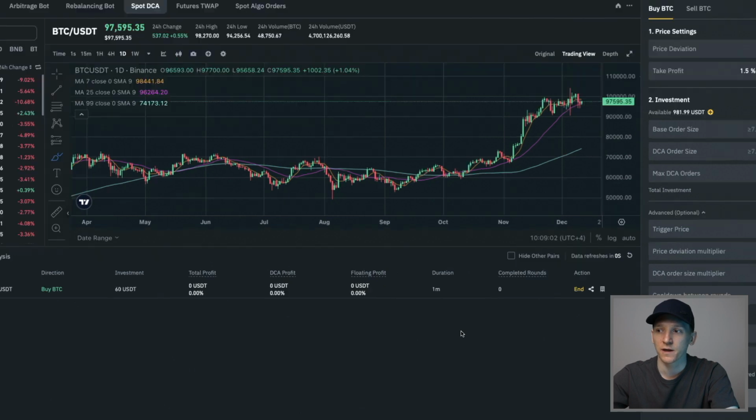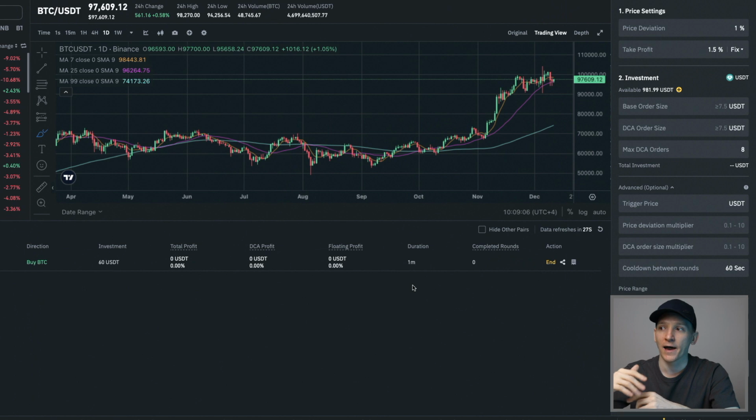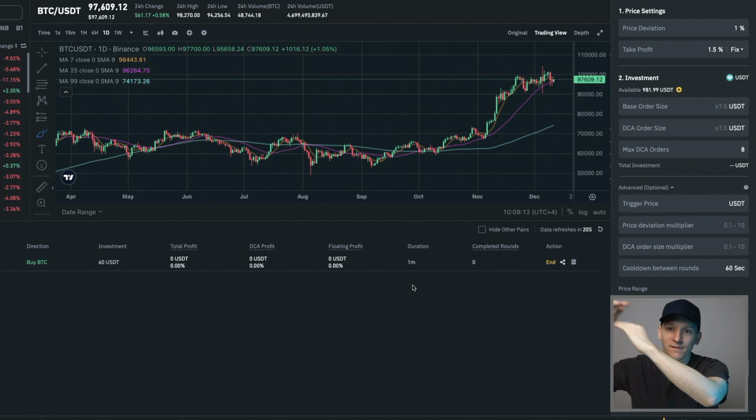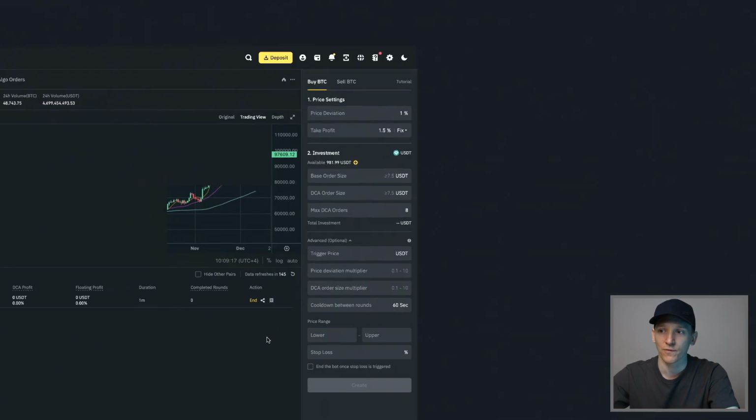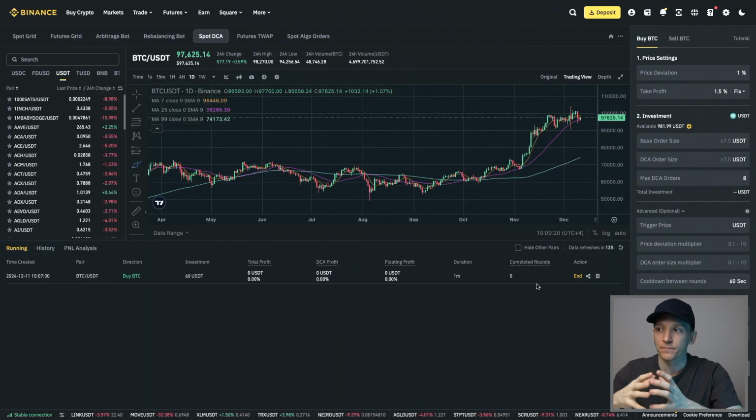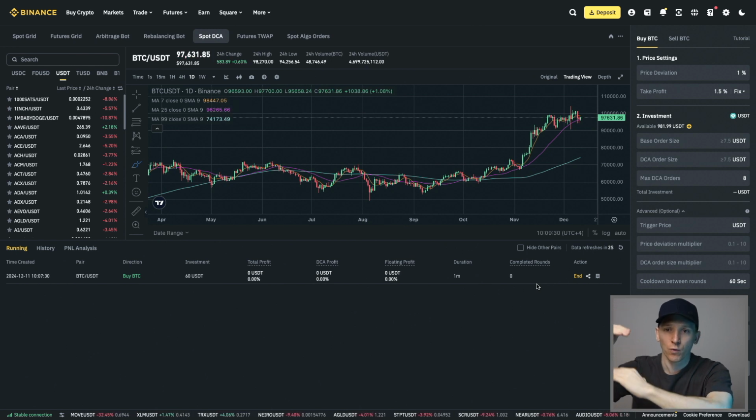You can see the duration here is 1 minute and the completed rounds. If you've got this open and you put it in for a long time and it starts running, this bot will essentially buy, sell, buy, sell. And that'll be 2 rounds. You can just see those completed rounds and it'll just go on and continue. If you want to end the bot, what happens is any buys or sells of the asset. So let's say BTC here, you're buying into BTC. Let's say you bought 2 rounds and price deviations, so that's 2, let's say 2 or 3.